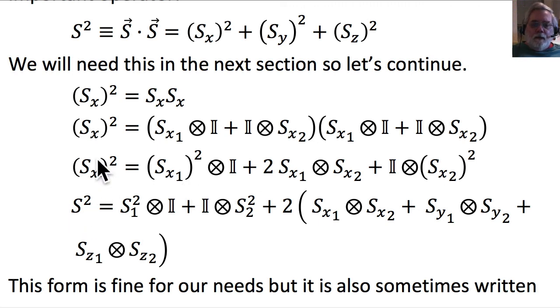Now, S squared is Sx squared plus Sy squared plus Sz squared. We could write out Sy squared and Sz squared, but it's going to be the same as this, just with Y instead of X or Z instead of X. And then when we add them all together, it's going to turn out that instead of Sx1 squared tensor product I, we're going to get Sx1 squared plus Sy1 squared plus Sz1 squared, parentheses, tensor product with I. And that is the same as S1 squared tensor product with I.